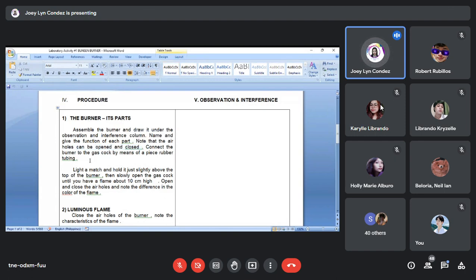So connect the burner to the gas cock by means of a piece of rubber tubing. So sa chem lab, kita mo atong sa table na asya'y metal, no? So that's the gas cock. You're going to connect the burner to that gas cock. Okay? Do not open first. Do not turn on the gas cock first. Okay? Connect the rubber tubing, katong tube or katong hose, no? I-connect siya sa gas cock. And then once you're done, do not open yet the gas.